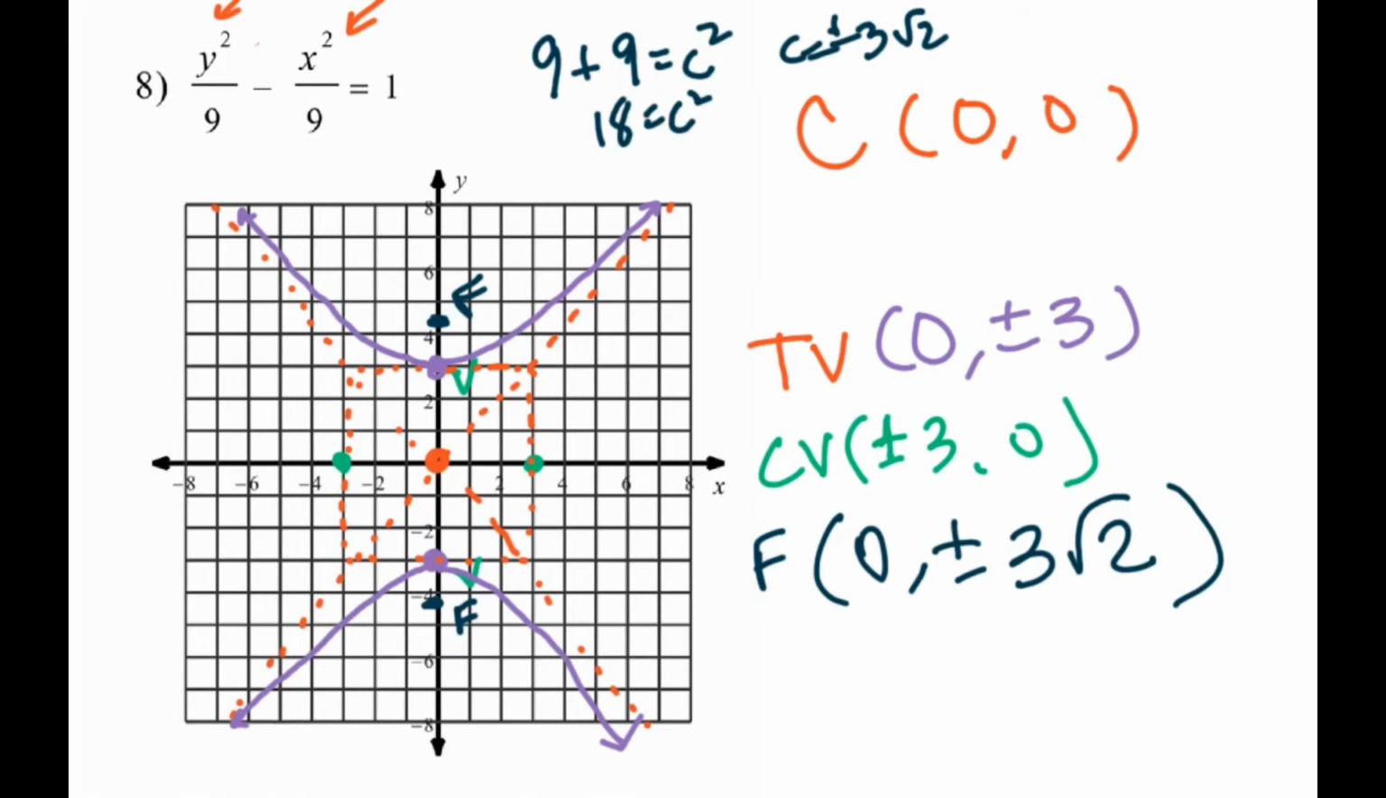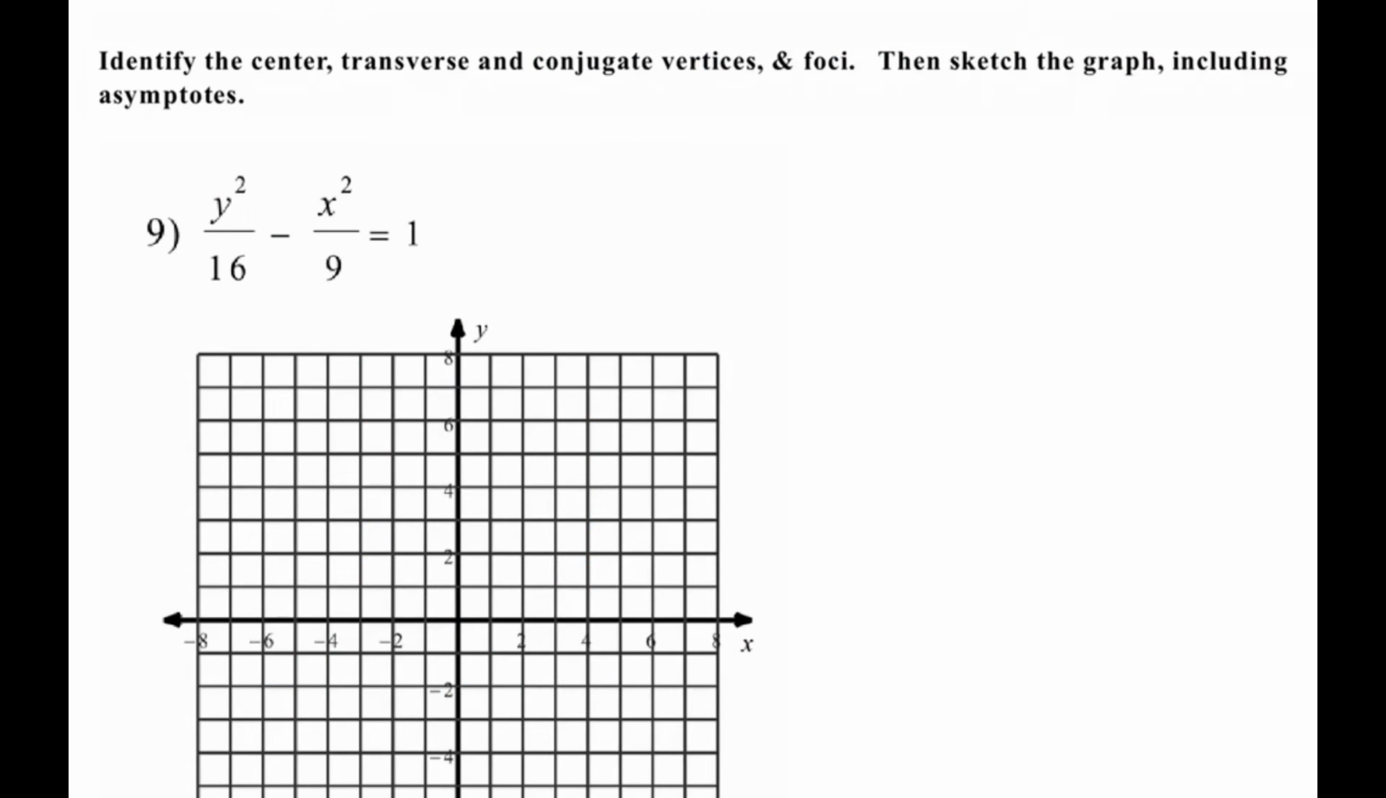Okay, so what I want you to do is go to numbers 9 and 10, and I want you to choose at least one of them, but maybe you should try both 9 and 10. Graph them and see if you can get it right, and then turn the video back on, and I'll show you how to do them.